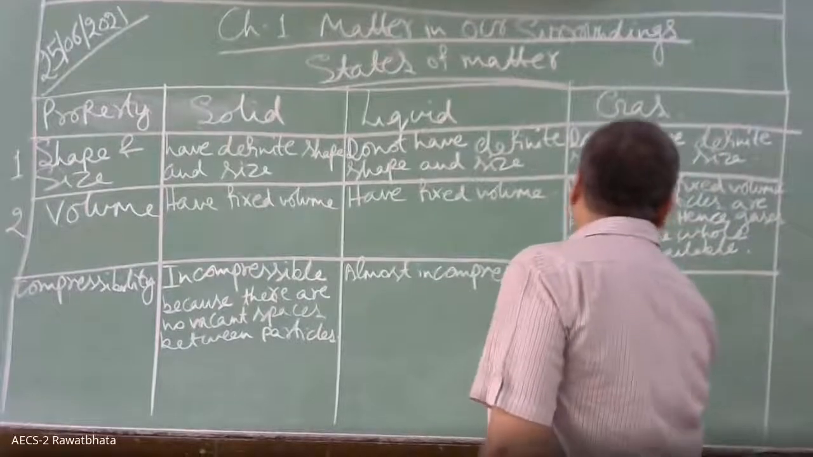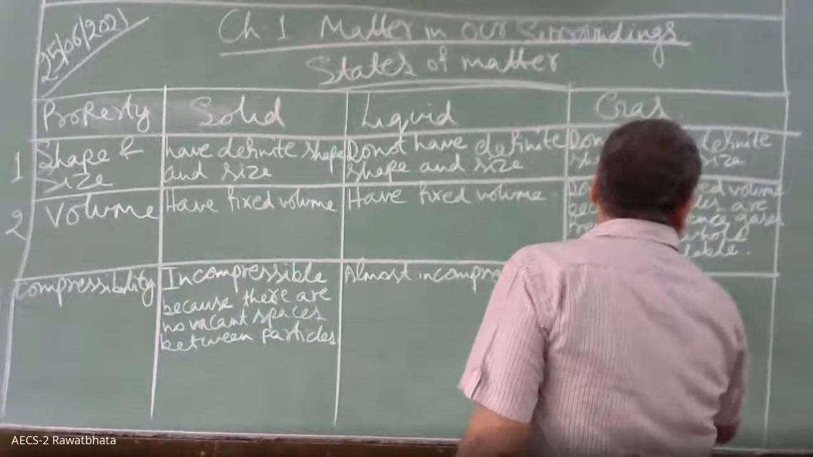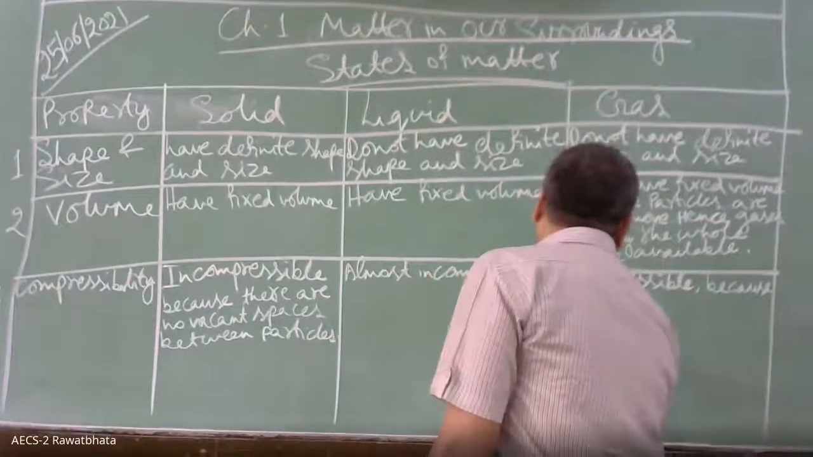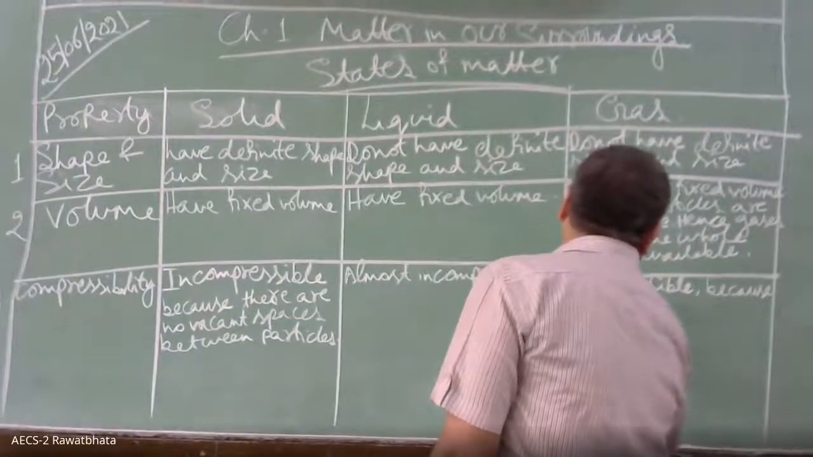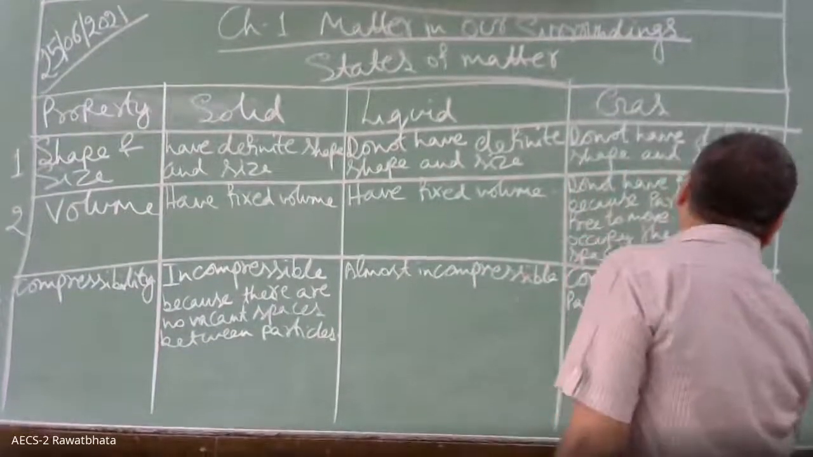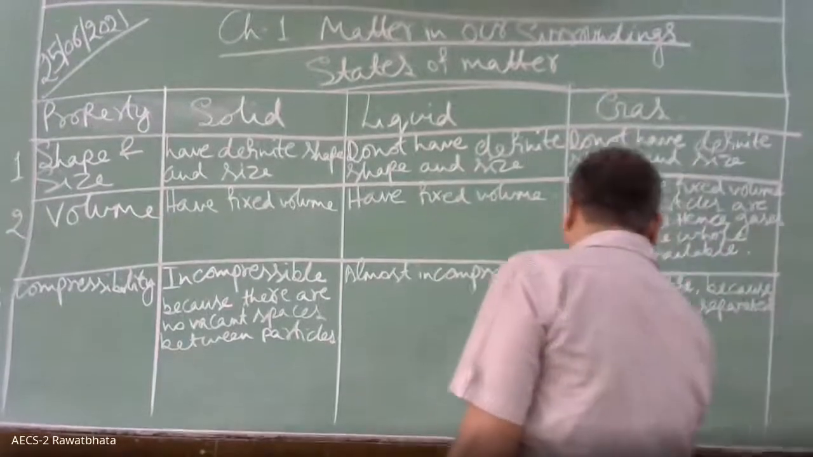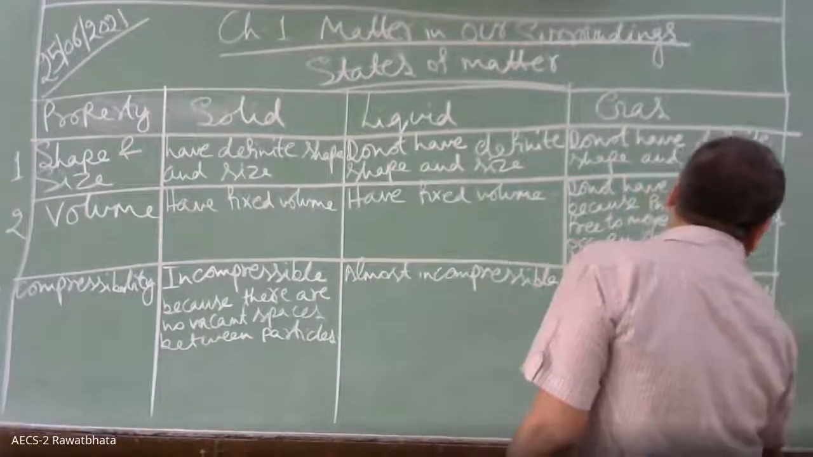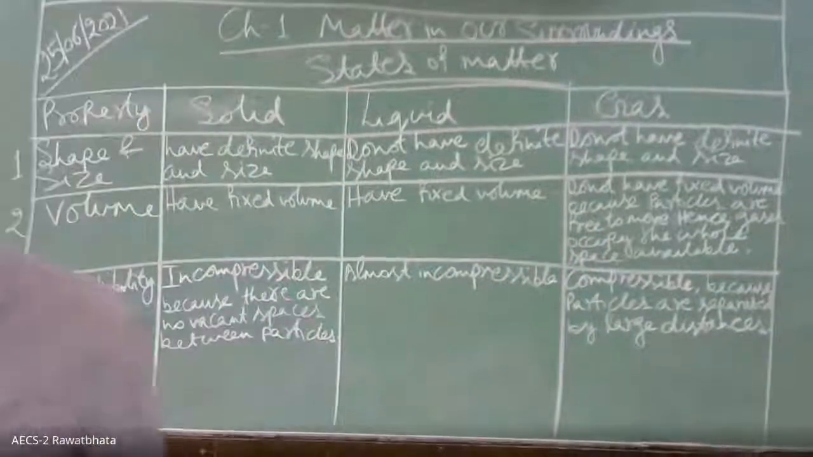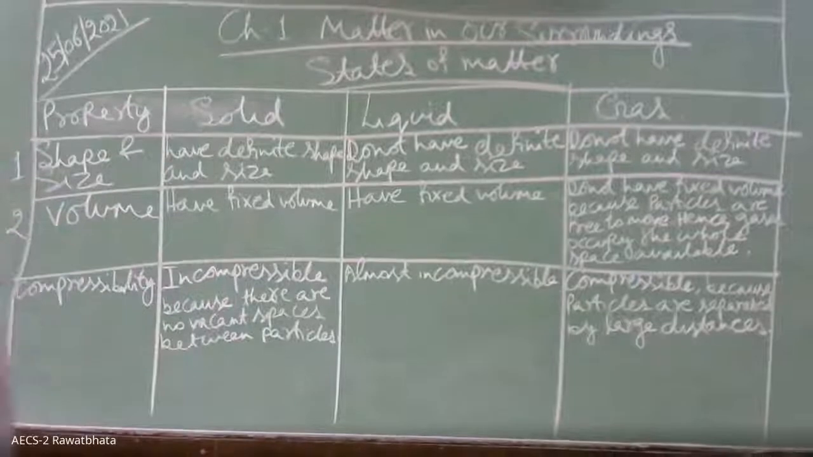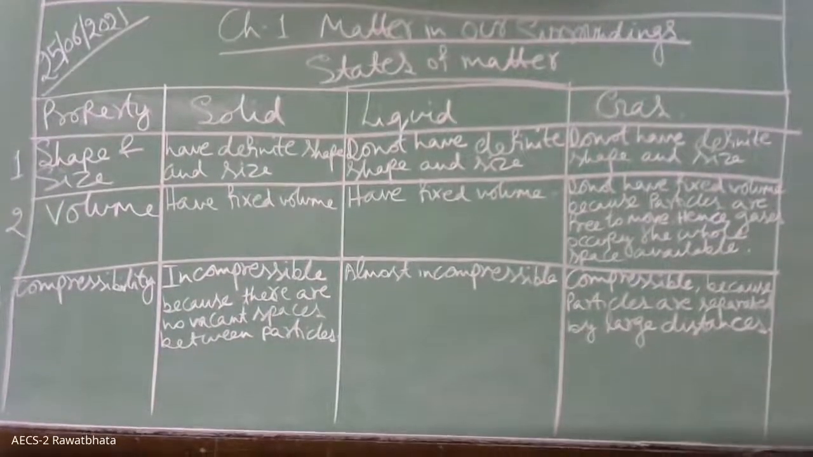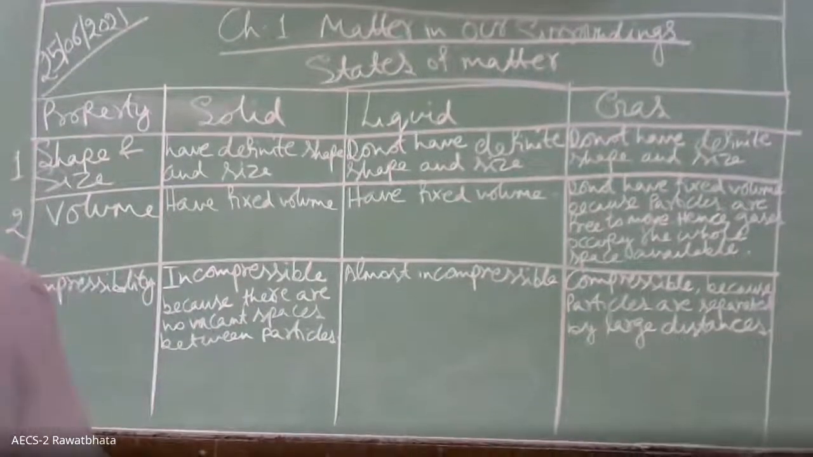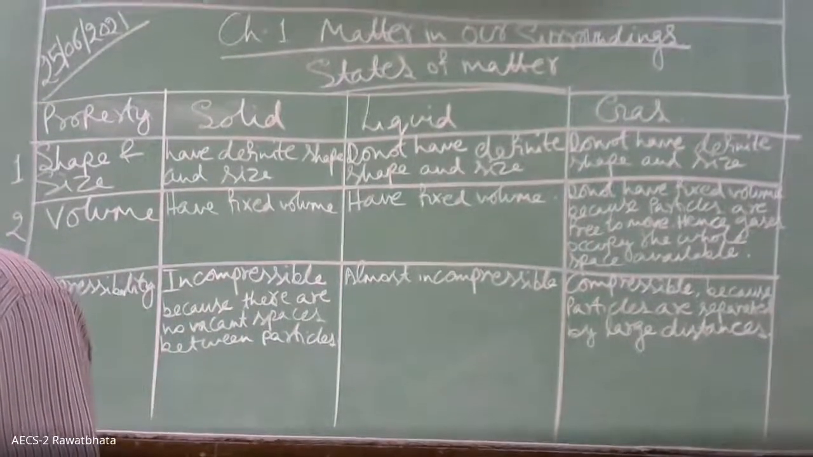Because particles are separated by large distances. Separated by large distances. Okay? There is a lot of space between the particles of gases. That is why they are most compressible among the three states of matter. They are most compressible. Please note down. Note down, children.